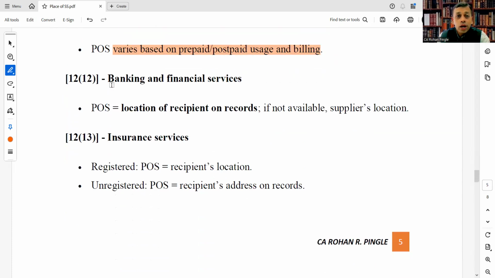Next, subsection 12 of section 12, banking and financial services. Place of supply will be the location of recipient on records. If not available, supplier's location. Simple, it is the same as what we have learned just before under goods. Place of supply would be the location of recipient on records in case of banking and financial services. If not available, then the supplier's location.